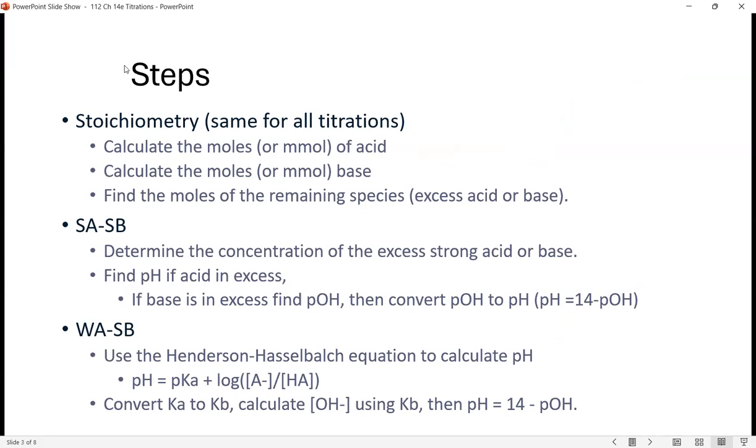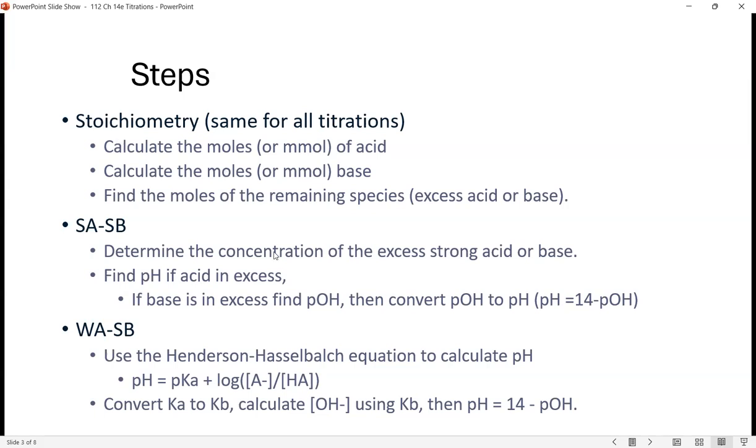In all titrations, we have the stoichiometry component. Because we have differences in the volumes, we have to take it to moles, or I recommend millimoles, because the volumes are often in milliliters. You can do that if you're comfortable, but you can certainly keep it in moles. So you find the moles of the acid, the moles of the base, and the moles of the remaining species. That's the stoichiometry part.